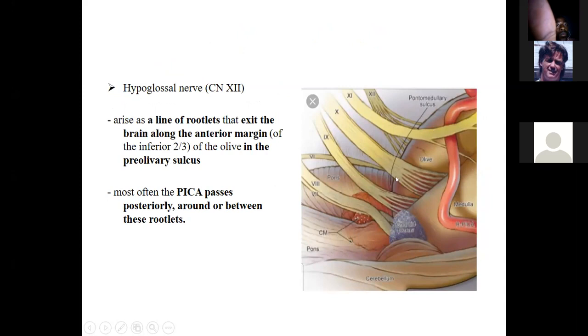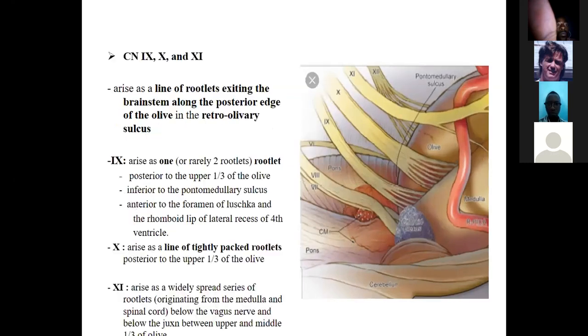So here we are looking at the olive posteriorly. So we have the hypoglossal nerve rootlets that exit the brain anteriorly on the other side there. And most often, the posterior inferior cerebellar artery passes posteriorly around or between these rootlets, as we saw when we depicted the relationships of the medulla oblongata with the posterior inferior cerebellar artery.